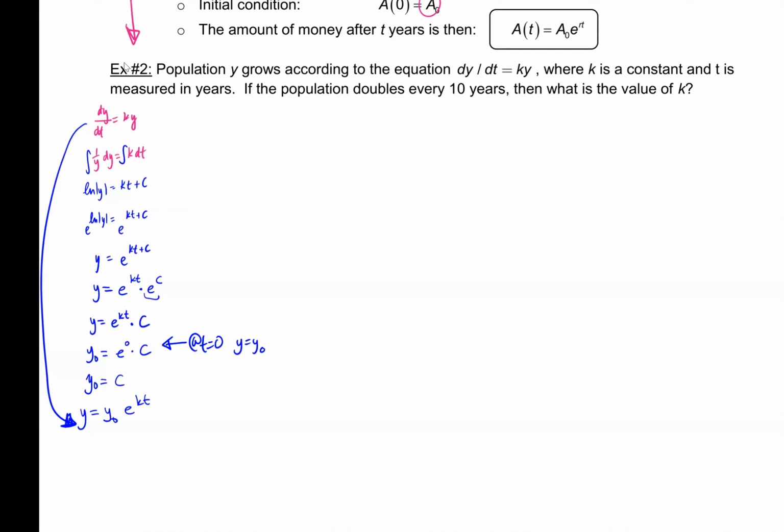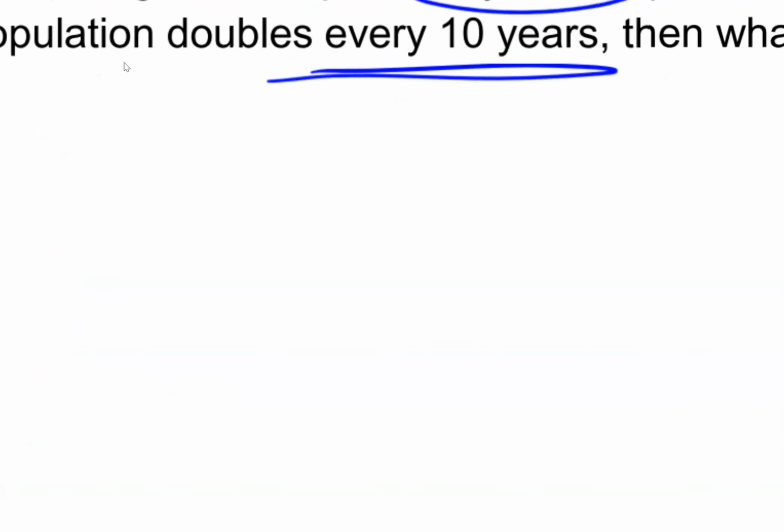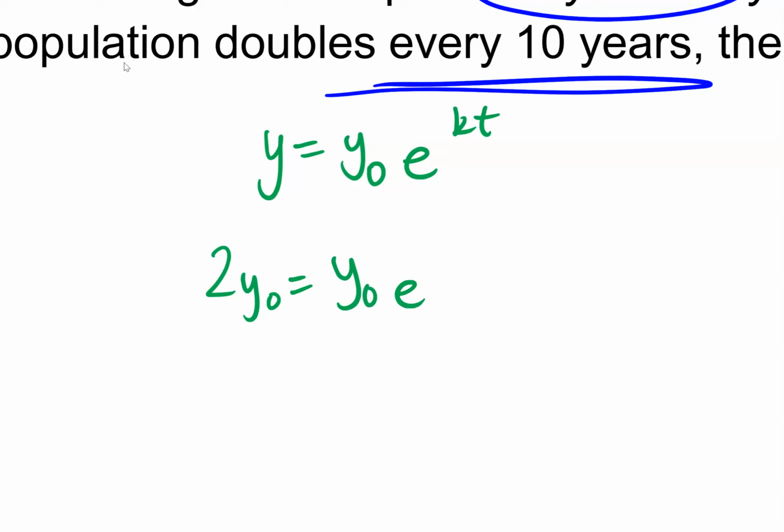So now let's do the problem. It grows according to this equation. K is a constant, t's in years, population doubles every 10 years. What this means, I'm going to use y is equal to y naught e to the kt. It doubles, so that's 2 times my initial every 10 years. So I'm going to say k times 10. After 10 years, we have twice the amount of our initial population.